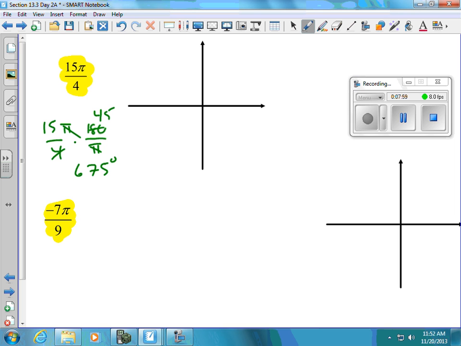Now that's too many times around, right? So we're going to subtract 360 like we did in the last one. That's going to be 315 degrees. 315 is somewhere in here. It's 315 degrees. We are in quadrant 4.